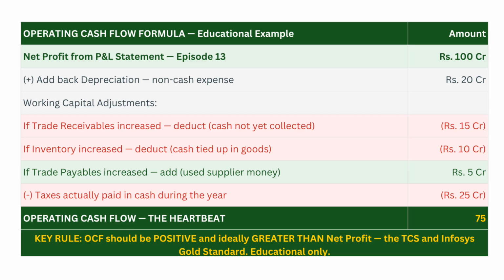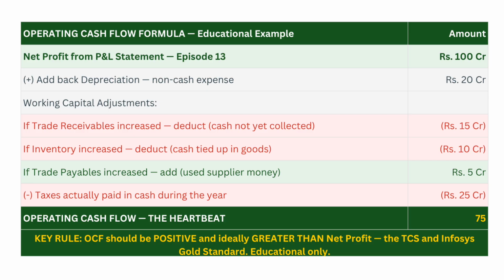Now the operating cash flow formula. This is an education example only. Net profit from the profit and loss statement, episode 13, is 100 crores. To this, you have to add back depreciation, a non-cash expense of 20 crores. Then you have to make the following working capital adjustments.